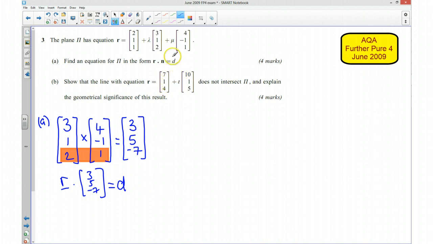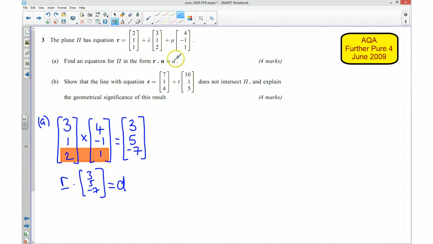Our next task is to find out what this constant value of d is going to be. What we're saying is that any general point on this plane, if I dot it with this vector here, which is our normal to the plane, we always get the same value, and it's going to be a constant value of d. So I need to know what that value is. Because I know it's true for any point on the plane, if I knew a point on the plane and I dotted it with this, that would tell me what that value of d is.